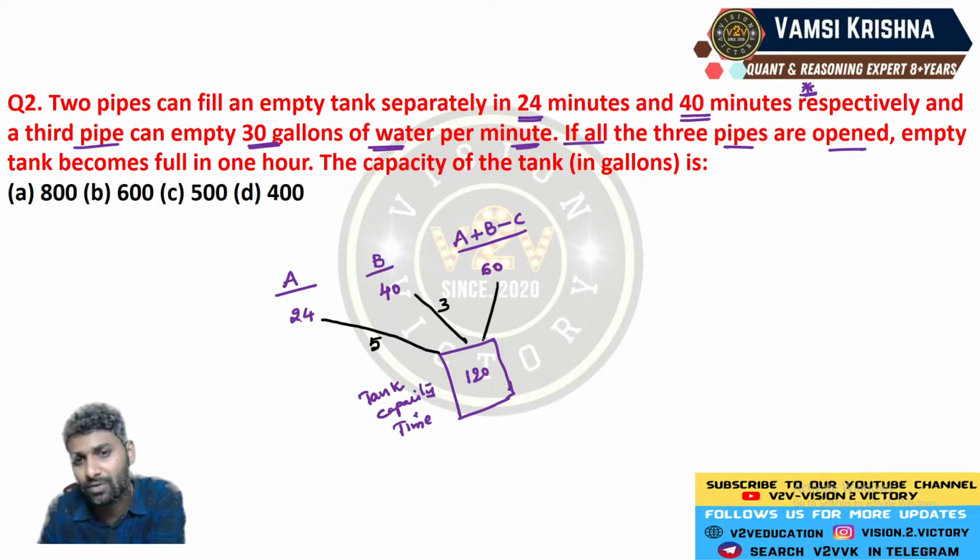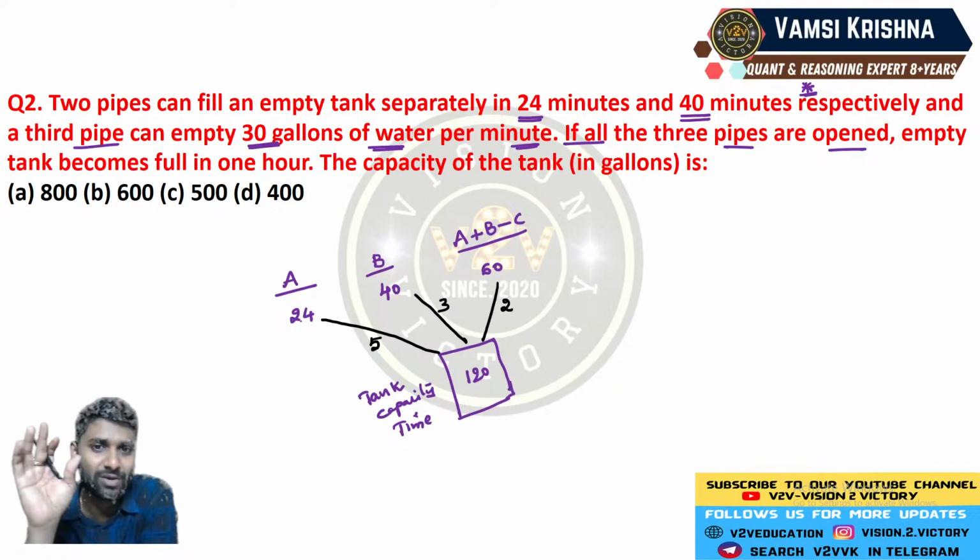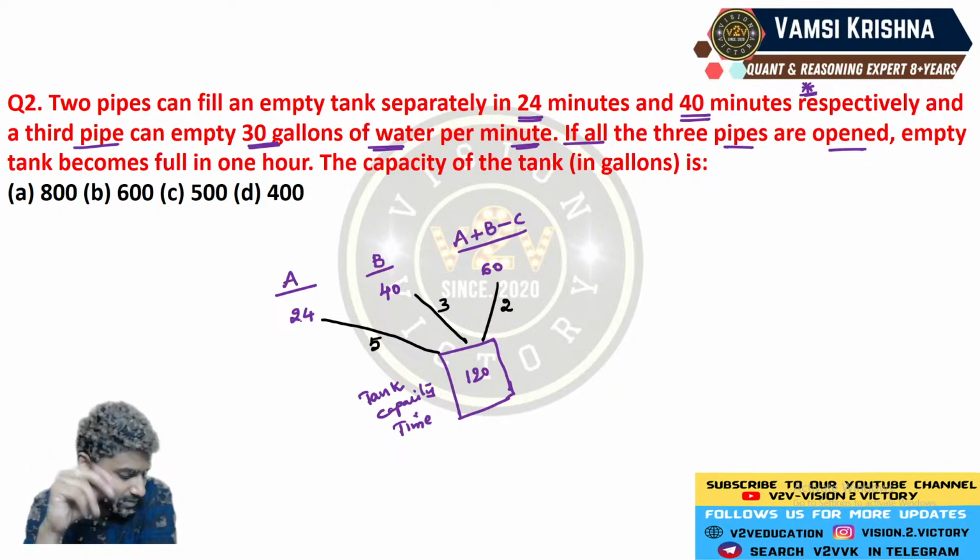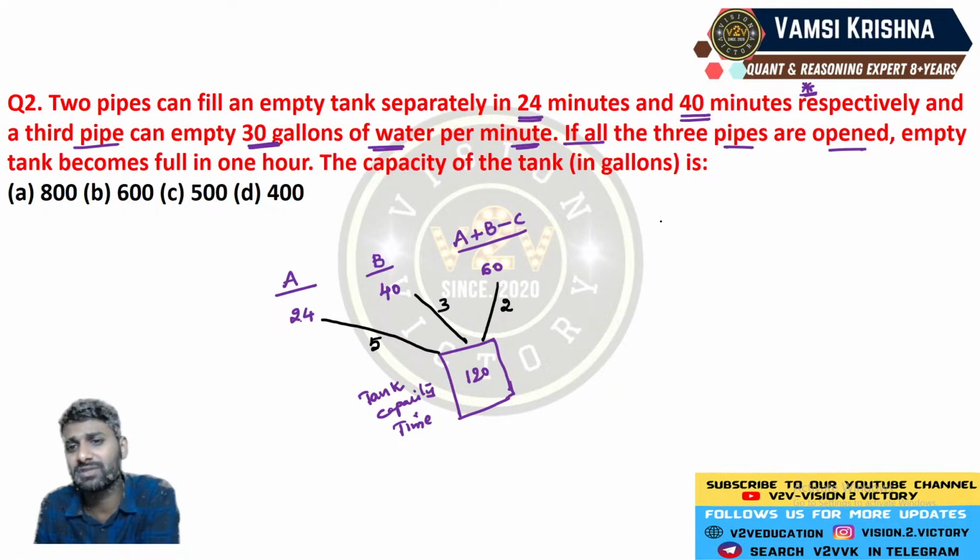If all the pipes work together, then it still delivered. Why? Because the tank is filled according to the data. So if all the three pipes work together, then it takes 60 minutes, which means it delivered only 2 units. Now see, overall efficiency of ABC is exactly equal to 2 units. Now here A delivered 5 units, B delivered 3 units, C emptied. Sorry, overall is equal to 2 units.